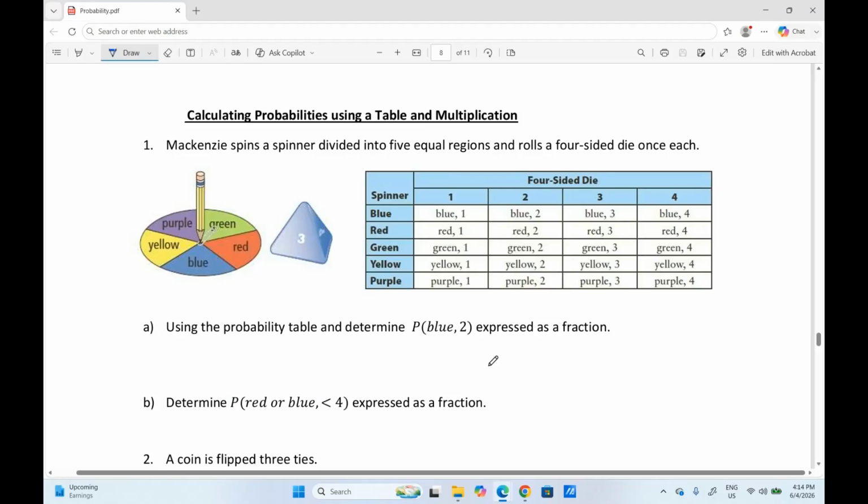Hi class, in this video I'm going to be showing you some example problems of how to find probability using two different methods. And the second method will involve your knowledge of how to multiply fractions. So here I have a question.